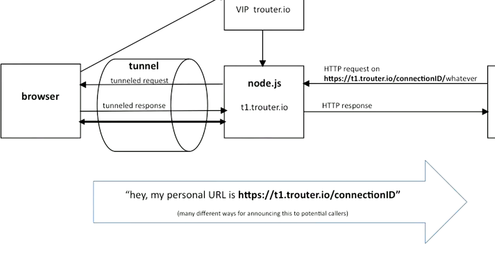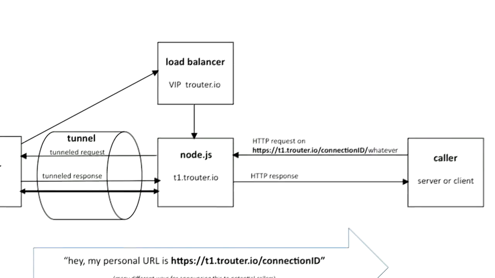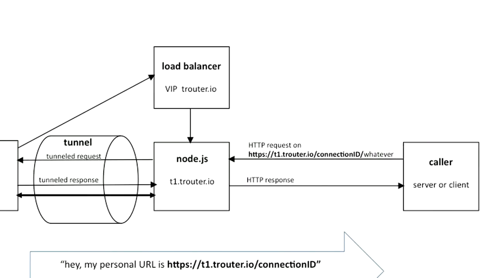So now the caller knows this URL, HTTPS T1 Trouter IO connection ID, and invokes an HTTP request. It's a standard API. We don't provide any special API. It's just an HTTP API, right? Everybody has that. So the HTTP request is invoked, and now the whole magic happens.